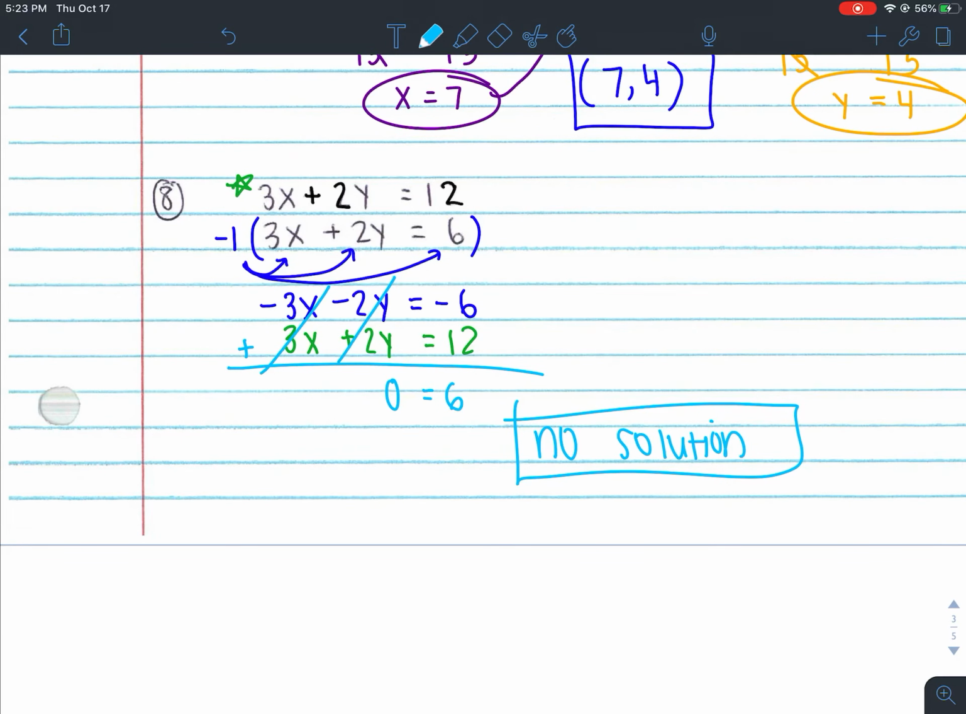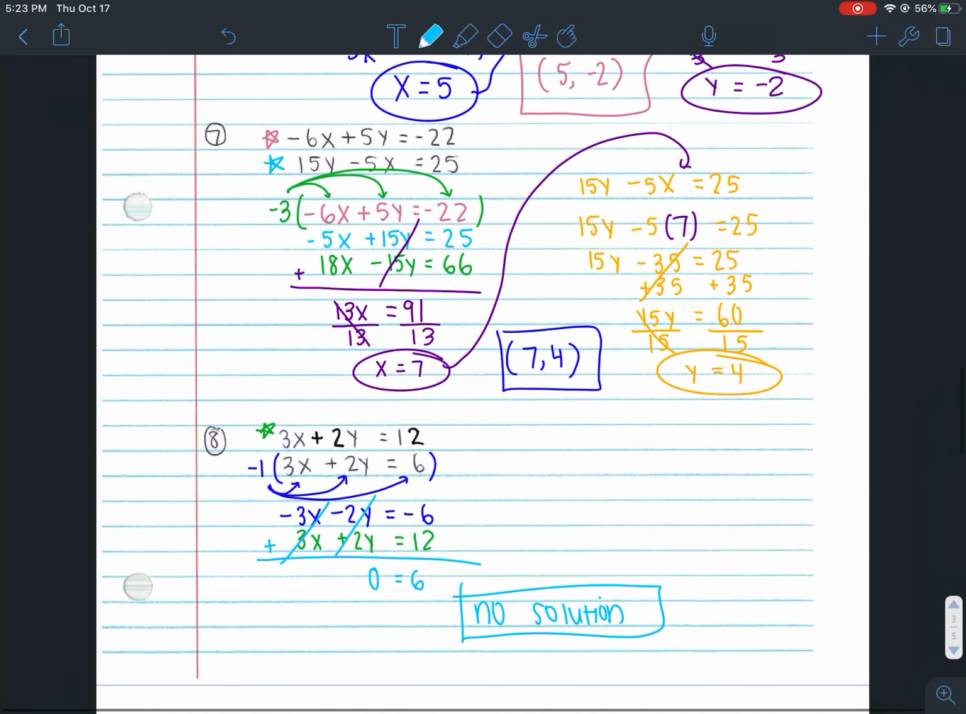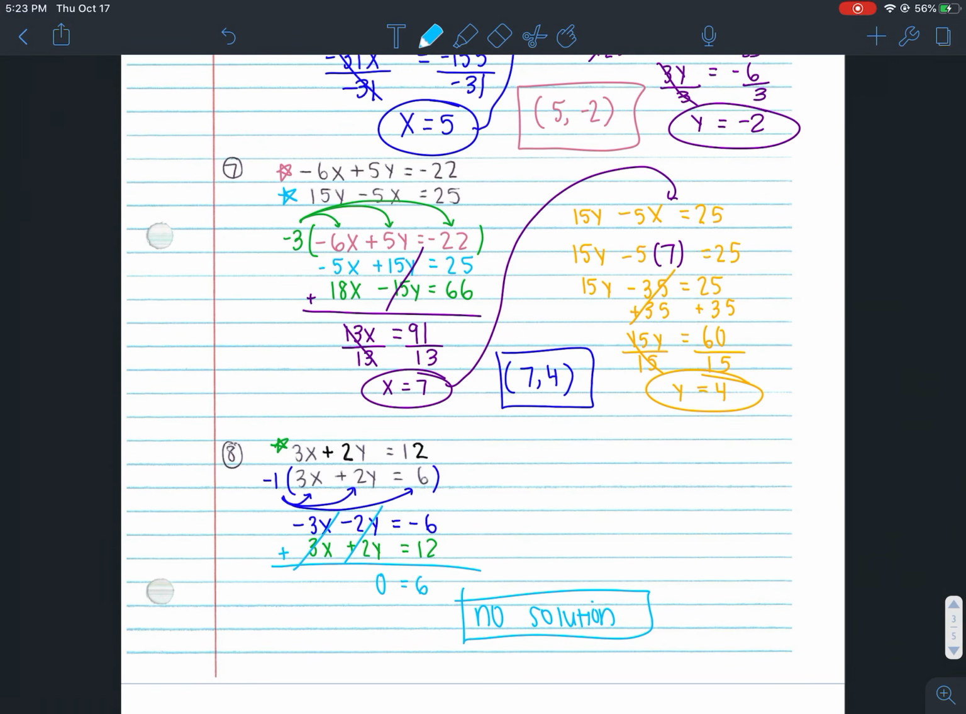What does that mean about my graphs or my lines? If I were to put these lines onto a graph, they would be parallel to each other and they would not intersect, which means they're parallel and they have no solution.